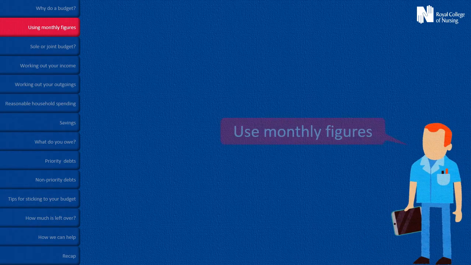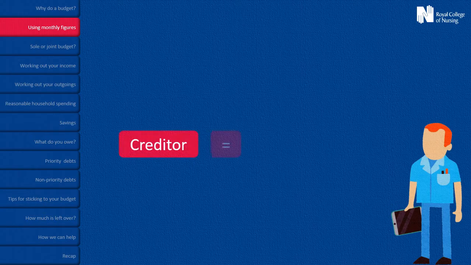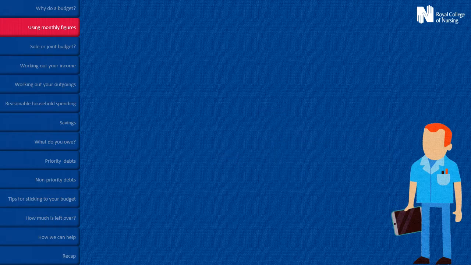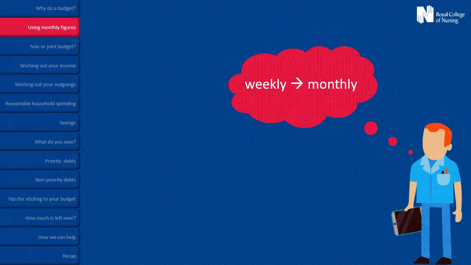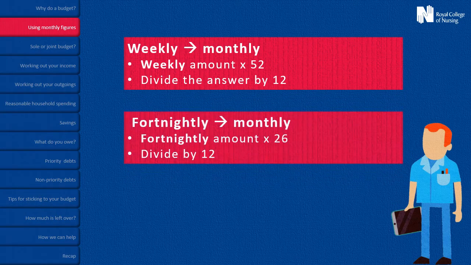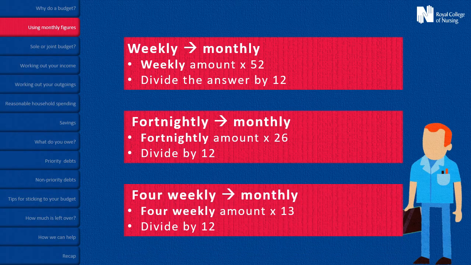Your budget form asks you for monthly figures. This is because your creditors will want to see how much you can afford to offer them monthly. Creditors means a company or person you owe money to. If any part of your income or outgoings are not paid monthly, you will need to work out the monthly amounts. This will help you to create an accurate budget that will be easier to stick to. Here you can see how to change weekly, fortnightly and 4-weekly payments to monthly.